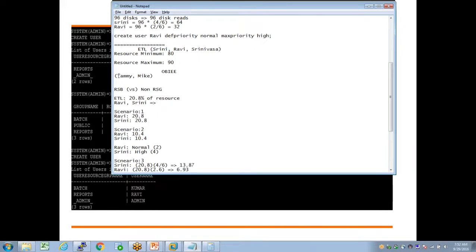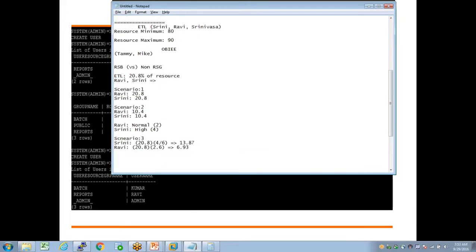So you initially said there is no one logged in. Yeah, in ETL only Ravi is logged in, and no one is logged in any other group. So at this point of time only Ravi is logged in. So Ravi is going to get the maximum of that group, or the maximum of whatever is assigned? Yeah. Basic rule: Ravi is going to get the maximum of the ETL group.